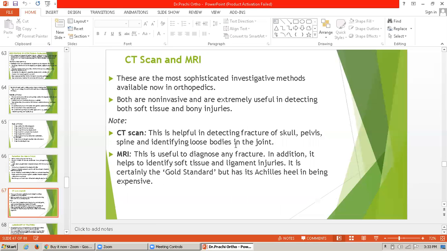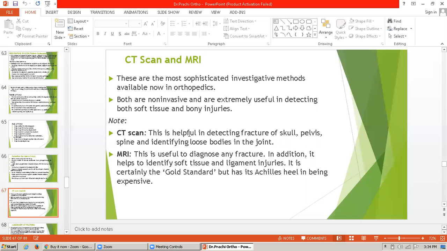Then CT scan and MRI. These are the most sophisticated investigative methods available now in orthopedics, that is CT scan and MRI. Both are non-invasive and are extremely helpful in detecting both soft tissue and bone injury. CT scan and MRI are more sophisticated investigative methods than the X-ray because they are extremely helpful in detecting both soft tissue and bony injuries.